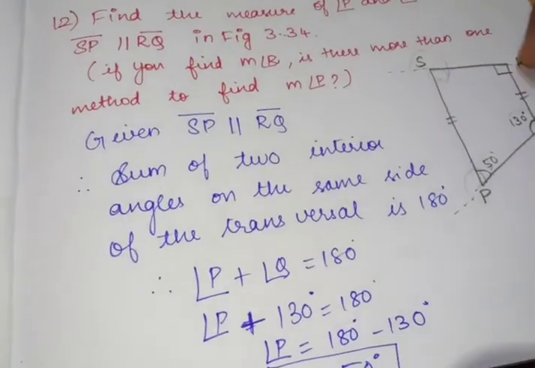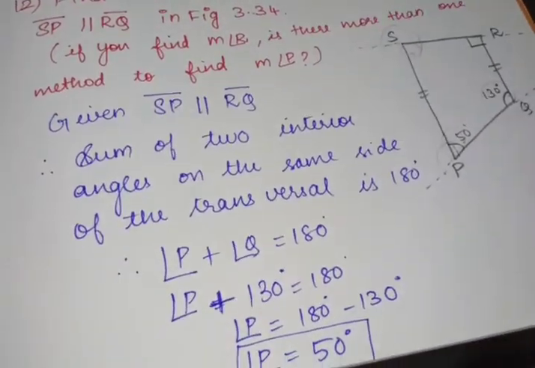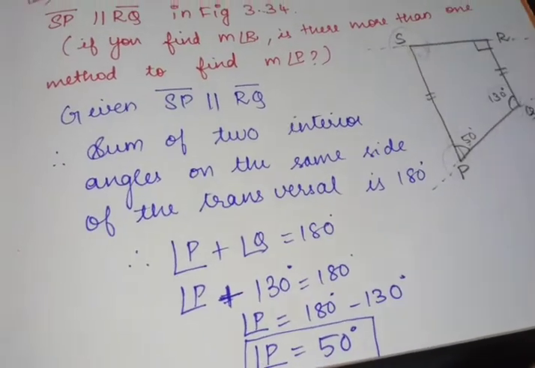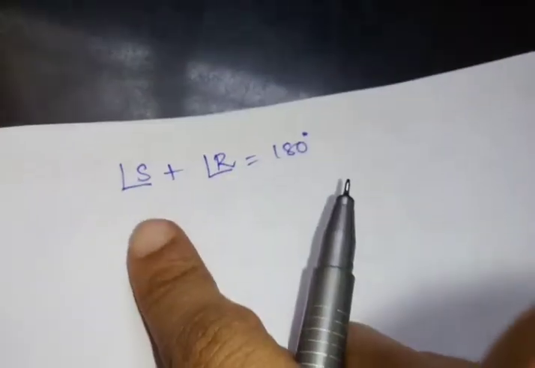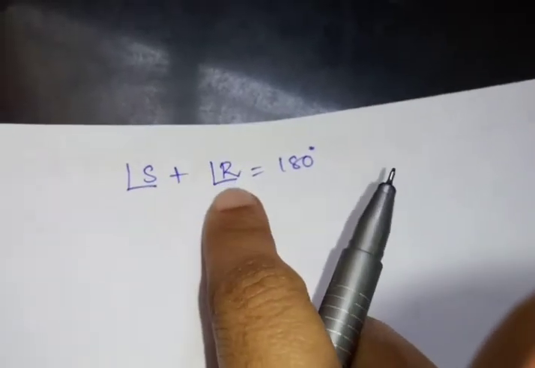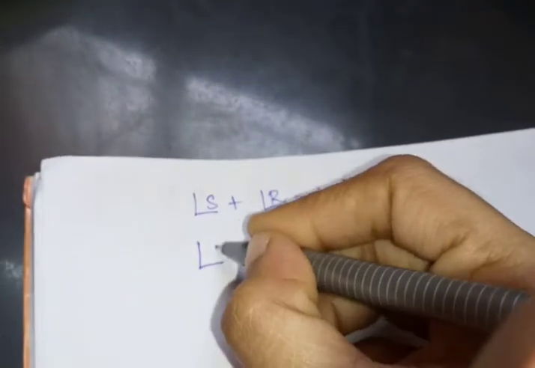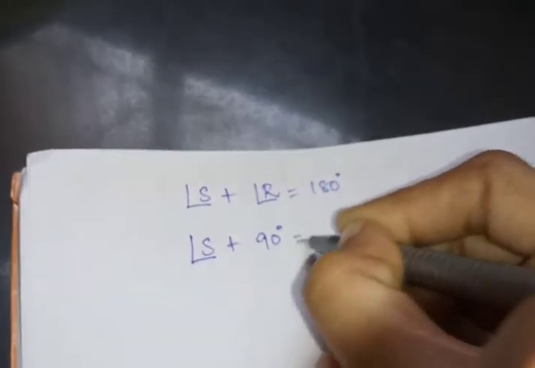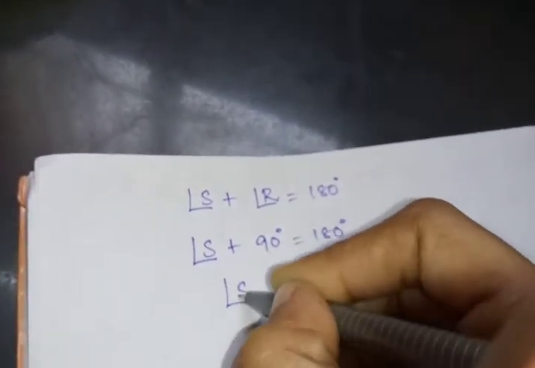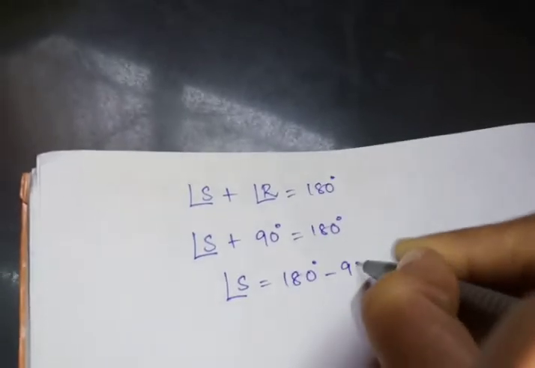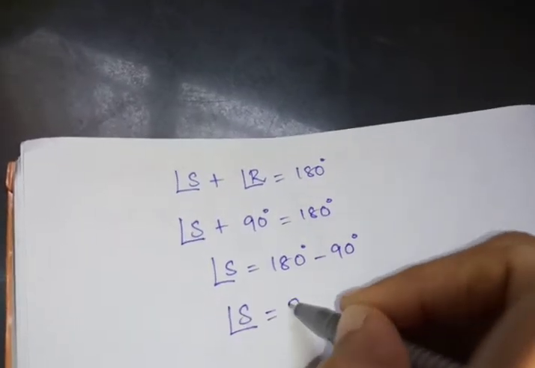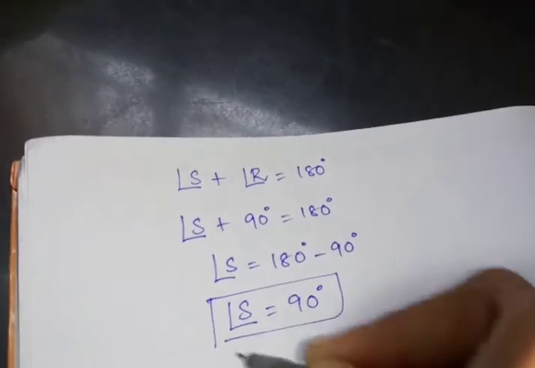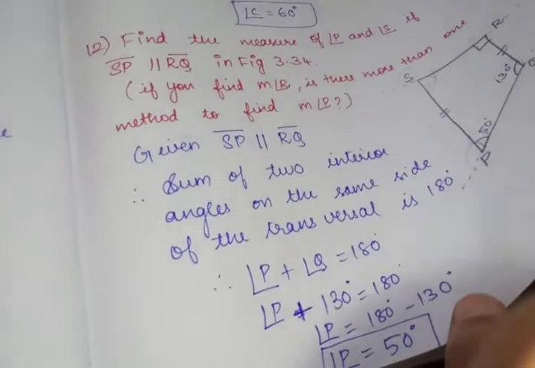Next we can do it for these two. These two lie on the same side of the transversal. So can we do it for these two values? What is angle S plus angle R is equal to 180. You can check your book for the question. Angle S plus angle R is equal to 180. R is 90 degrees. Angle S is equal to 180 minus 90 degrees. So angle S is equal to 90 degrees.